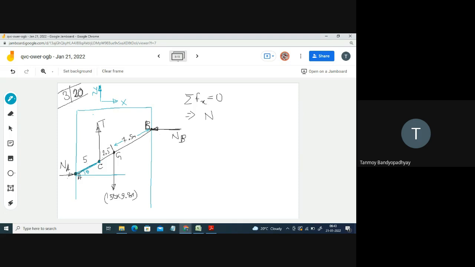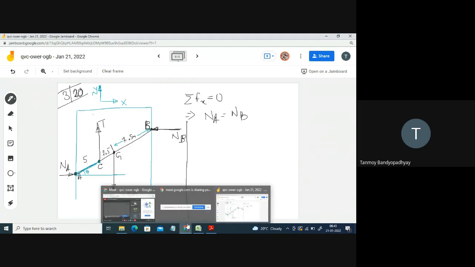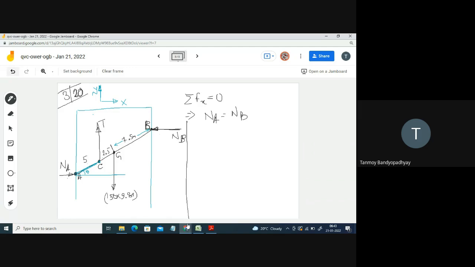সো এটা কি হবে? So NA is equal to NB, তাই তো? Yes, sir. ওকে, আর নেক্সট থিং ইজ, যেটা আমি বারবারই বলছি, since I don't need T here, what you do is you write it as sigma mC is equal to 0. So let's balance the moments at the point C, taking anti-clockwise to be positive. So what is the moment due to A? NA. So that should be NA into কি হবে?